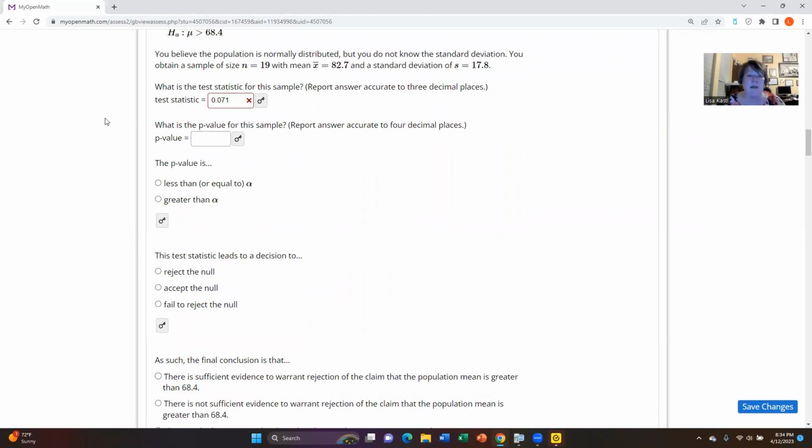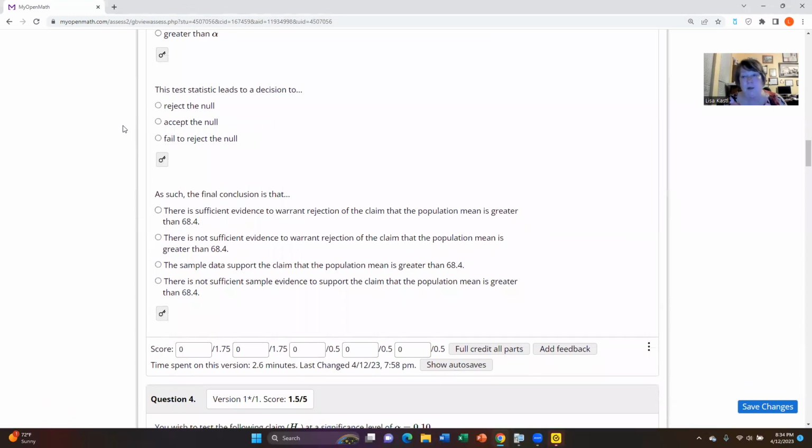So we reject the null, and then what decision do we make? Well, there is sufficient evidence, so the options that say there's not sufficient evidence, just throw those out. The test data that you took is significant. It sufficiently proves something. What does it prove? The sample data support the claim that the population mean is greater than 68.4. There you go.